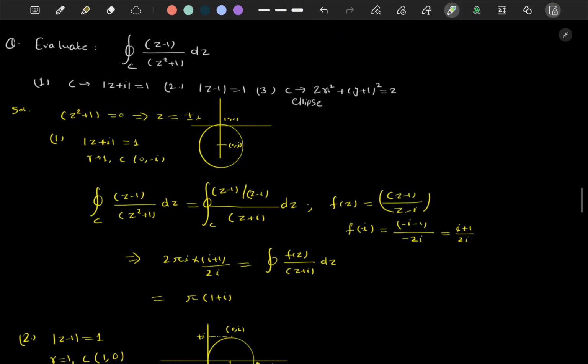We have one more question here. Evaluate the integral of z minus 1 upon z square plus 1. The first closed contour is mod of z plus iota equal to 1. So when you solve the denominator term, you will get z equal to plus minus iota as singular points, and here is a circle of unit radius and center is 0 comma minus 1, that is 0 comma minus iota.